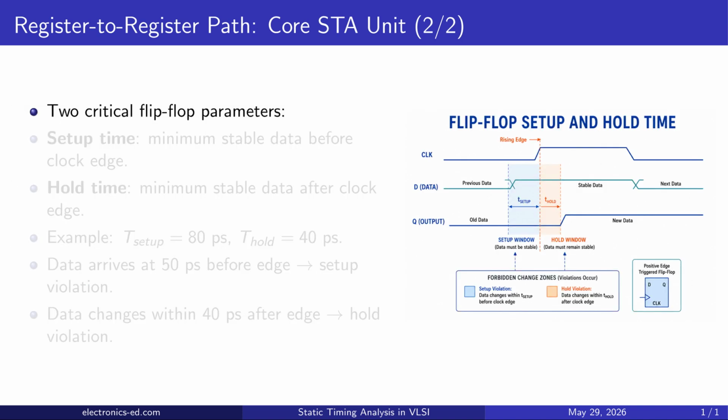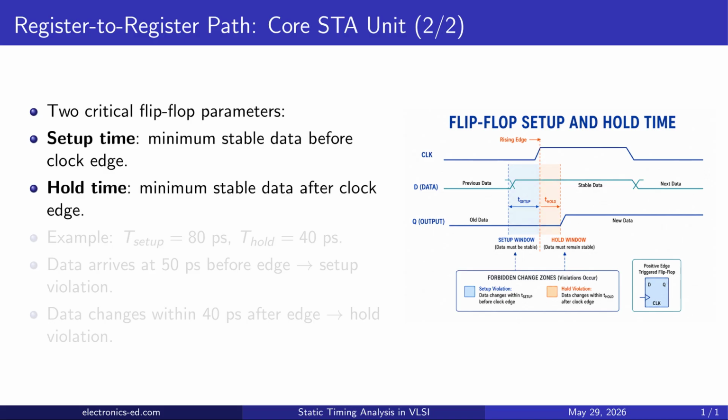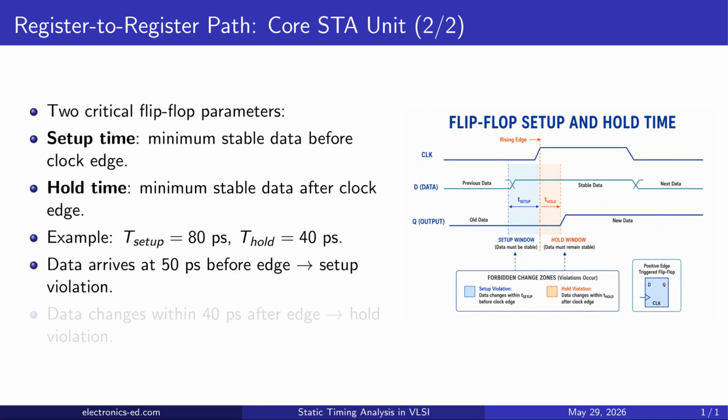Two flip-flop parameters are especially critical for timing. Setup time is the minimum time data must be stable before the clock edge arrives. Hold time is the minimum time data must stay stable after the clock edge. For instance, a flip-flop might have setup time of 80 picoseconds and hold time of 40 picoseconds. If data arrives only 50 picoseconds before the edge, that is a setup violation. And if data changes within 40 picoseconds after the edge, that is a hold violation.